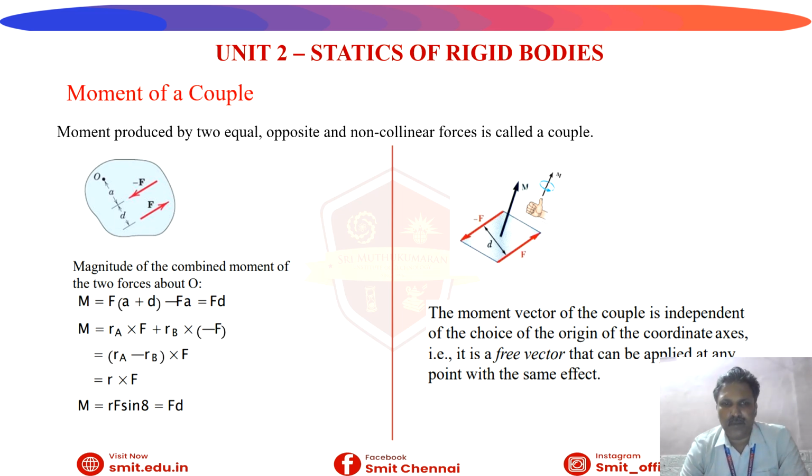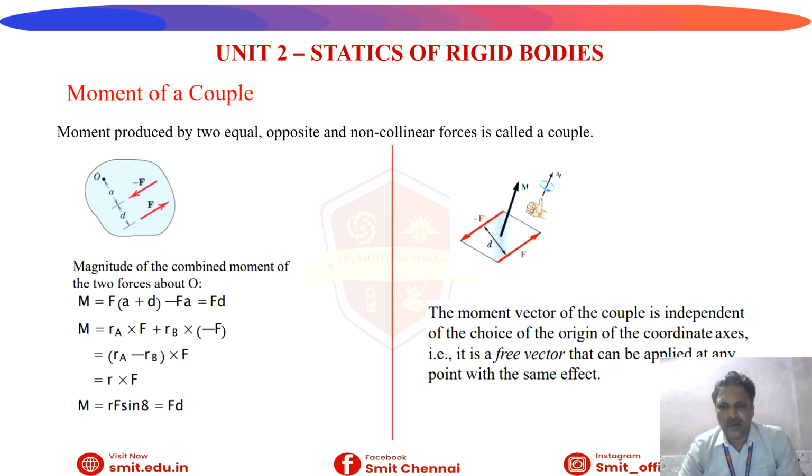It's called a couple. Now we will see that the magnitude of the combined moment of the two forces about point O is given by M equal to F into (A plus D) minus FA, equal to FD, because FA will get cancelled. Along with that, M equal to RA into F plus RB into minus F. Then (RA minus RB) into F only we have to take, because F is the common term. Then R into F. Finally, we are writing FD. That is also equal to FD.